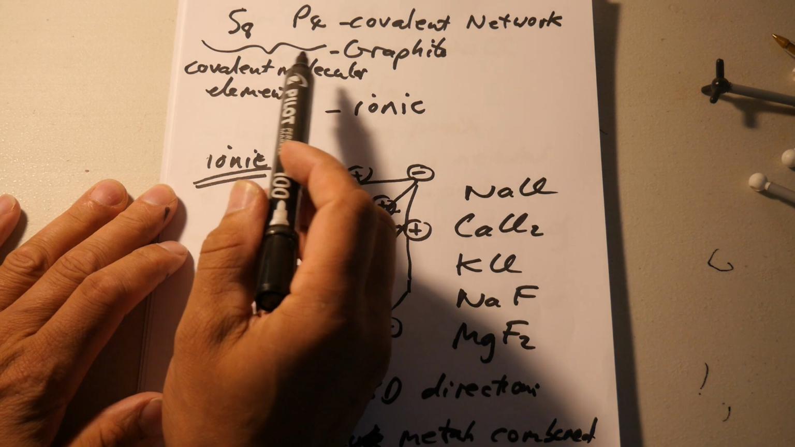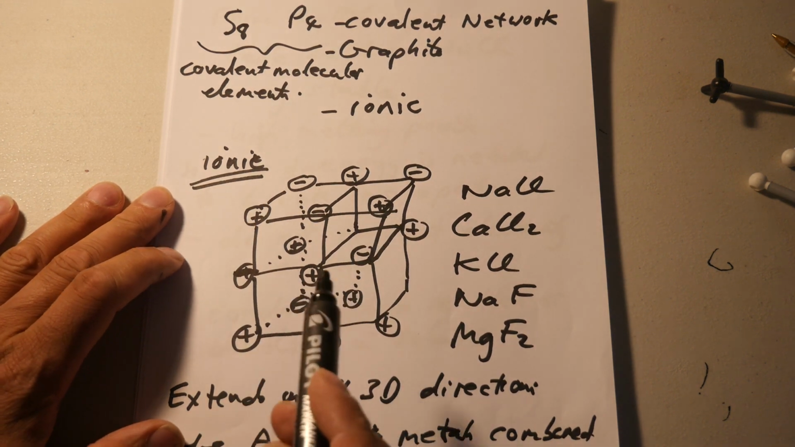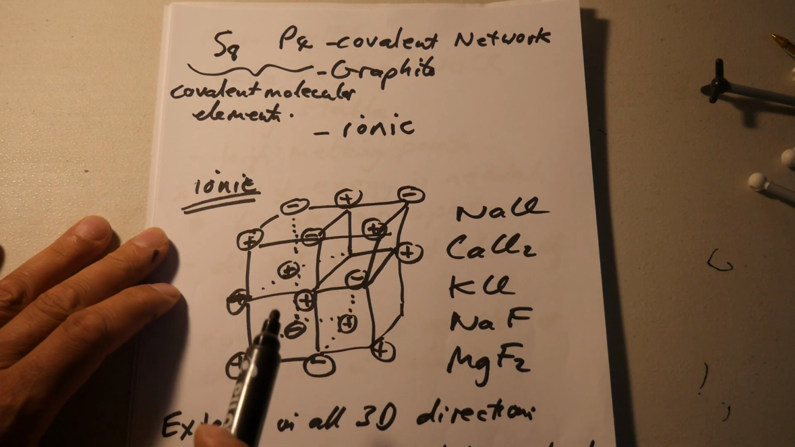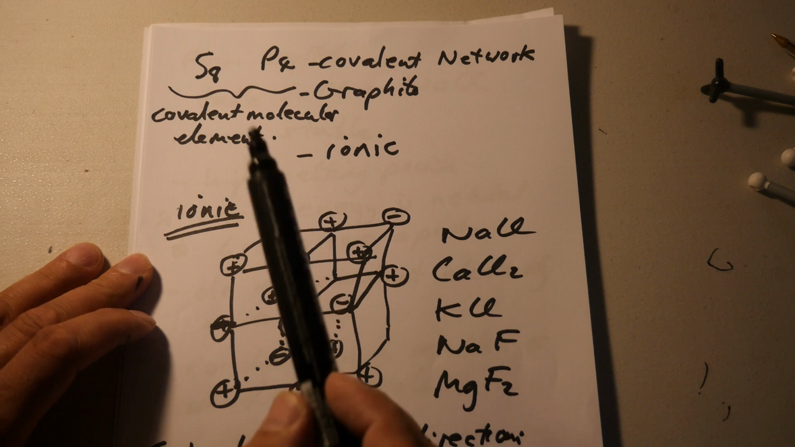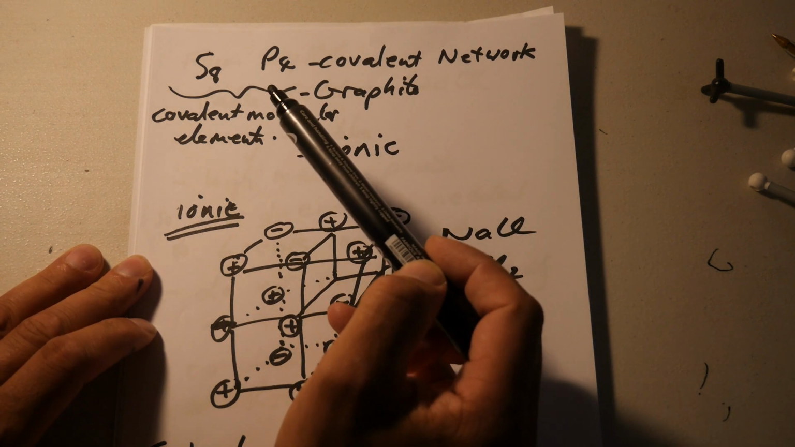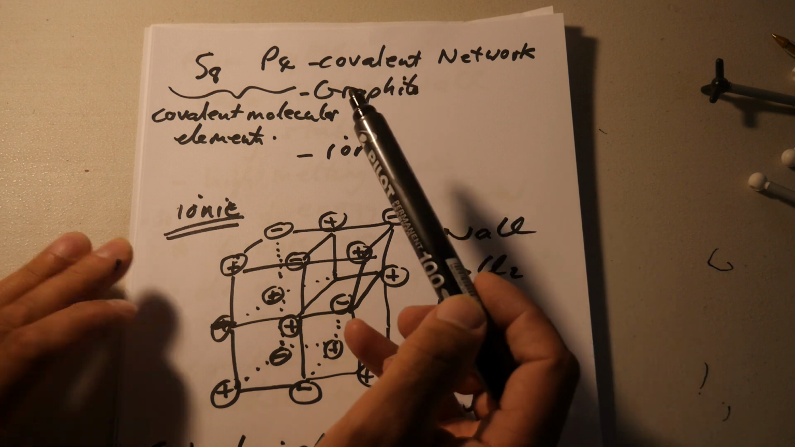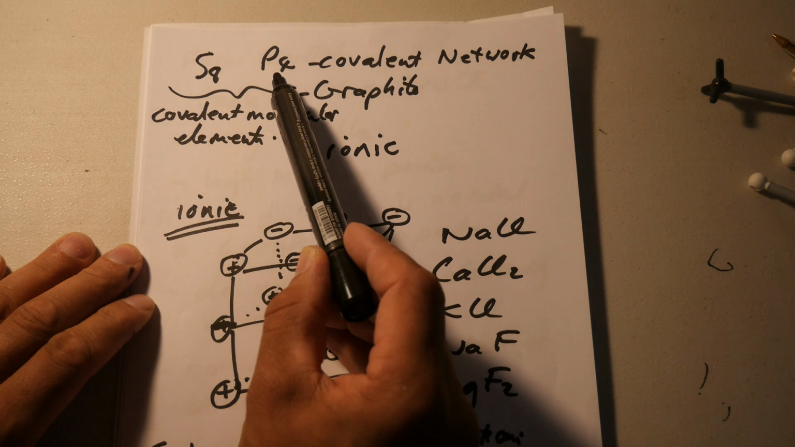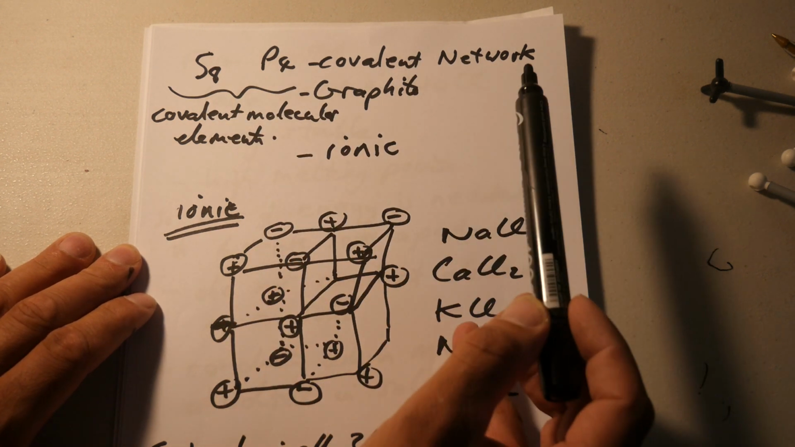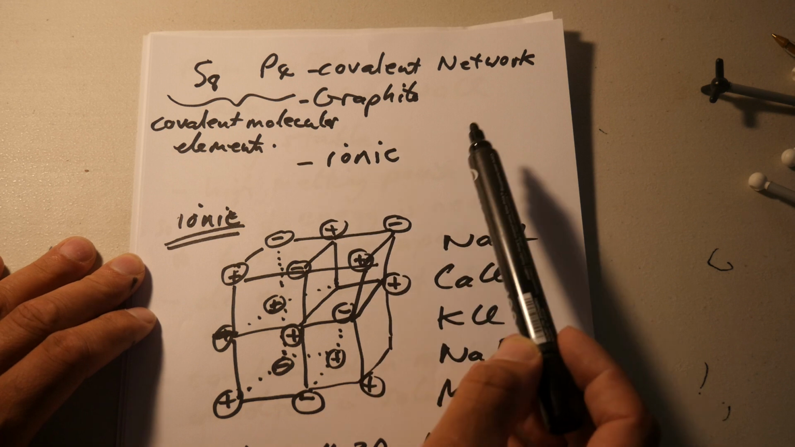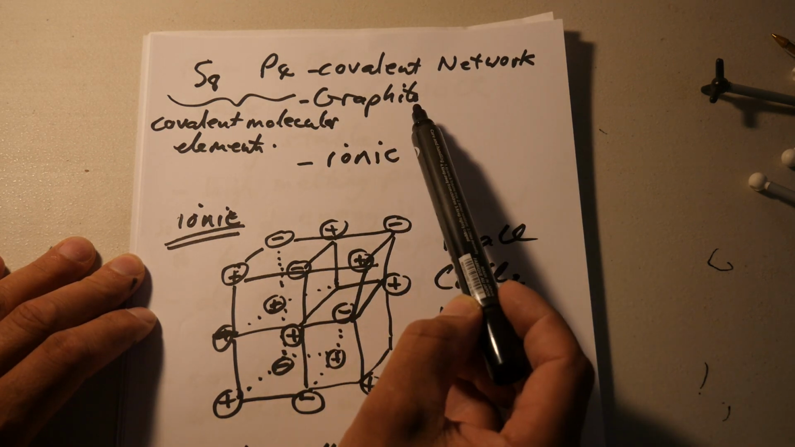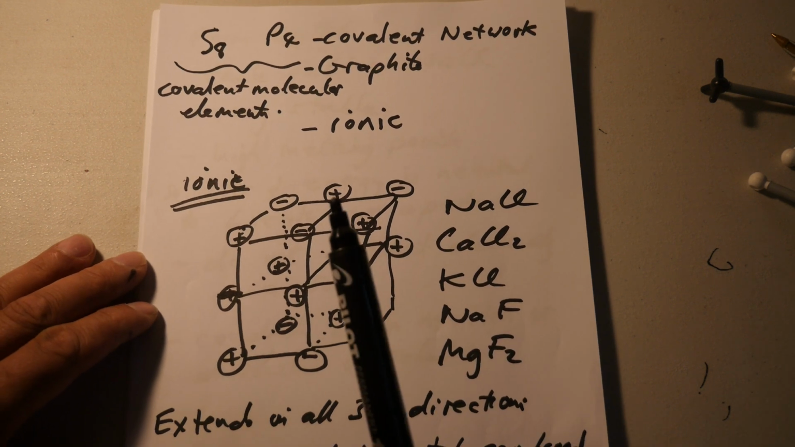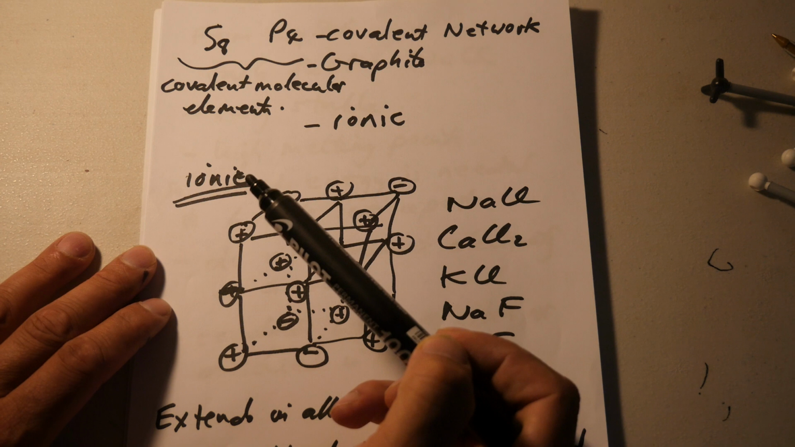I thought I'm going to go over structures and bonding. Well, I did bonding yesterday. I'm going to go over the structures that can form from them. I mentioned a little bit about covalent bonding the other day, and you've got sulfur 8 and phosphorus 4, which are covalent molecular elements, and you've got covalent network and graphite and ionic. I also mentioned in an earlier video the different structures of molecules.